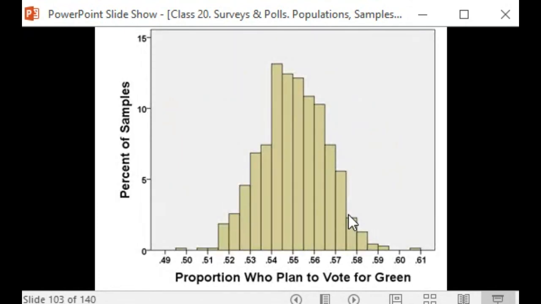Here's the sampling distribution so you can look at it as you think. And I'll repeat the question. In the 700 samples, what was the highest value of p? And remember, p is the proportion of voters in a sample who plan to vote for Green. So I'll give you a second. What was the highest value of p?